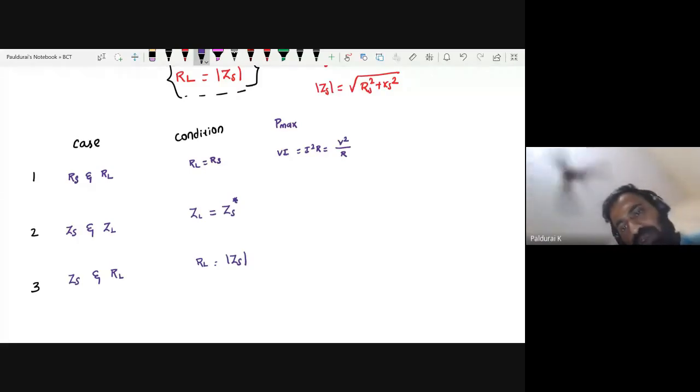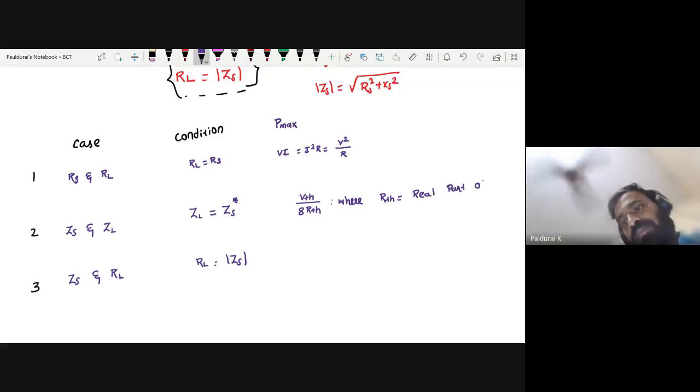Here, case 2, the formula is, you want to calculate VTH squared divided by 8 times RTH. Okay, please keep it in mind where RTH is the real part of ZTH.